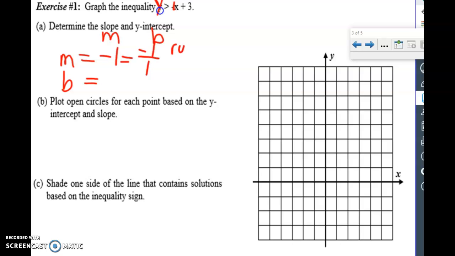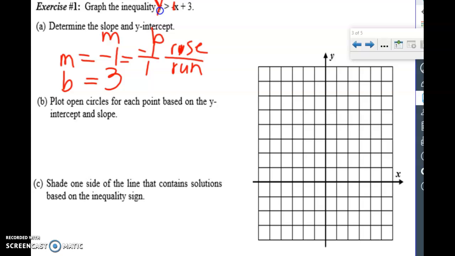So this makes the rise, and this makes it run. So now you have a slope. But you can't use that slope unless you know where to start, the initial value, otherwise known as the y-intercept. And that's always the number that's all by itself, so the 3.